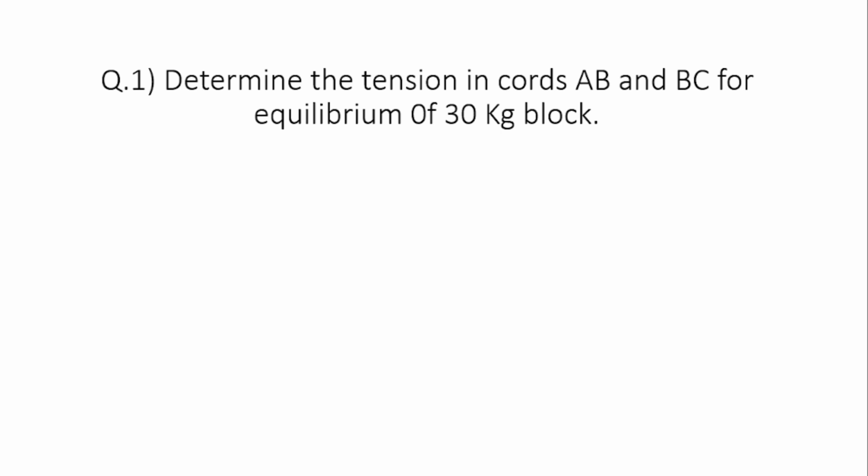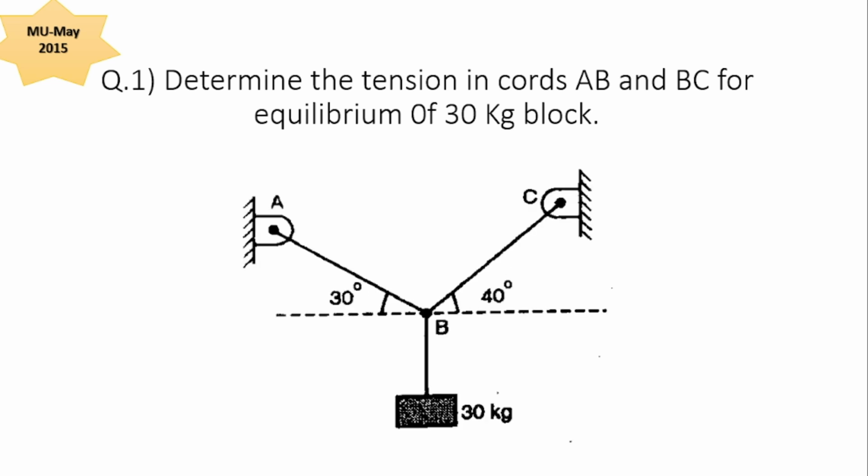The question is: determine the tension in the cords AB and BC for the equilibrium of a 30 kg block. This question was asked in May 2015 in Mumbai University. So this is the given figure. It consists of cords AB and BC, and the weight is attached at point B. So don't consider this as an extra cable. The only cords present here are AB and BC, and this is the weight attached to point B. Now this weight is given in kg, so we should convert it into Newton to solve this numerical.